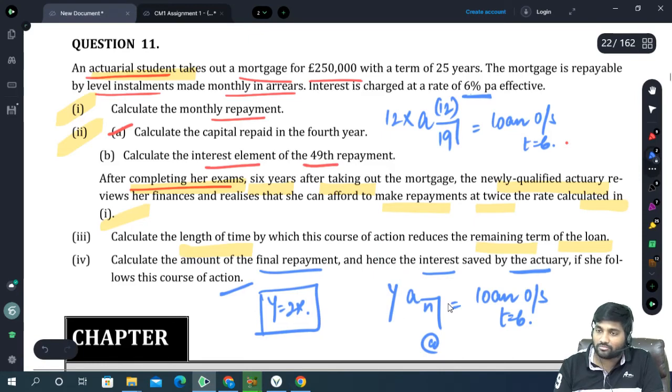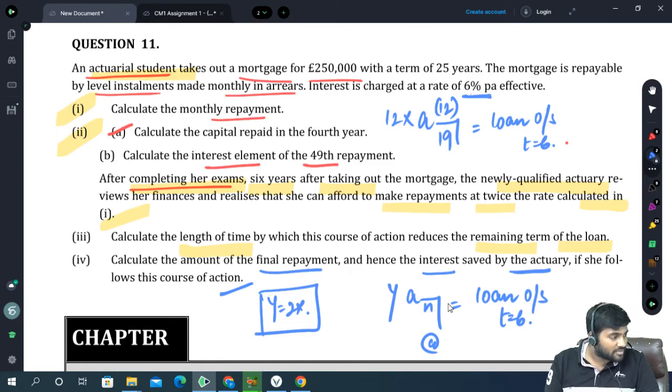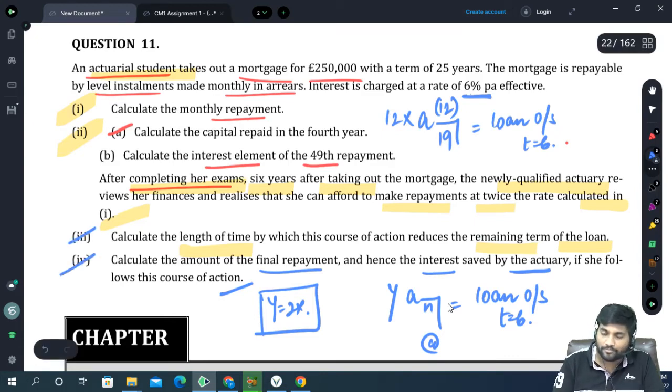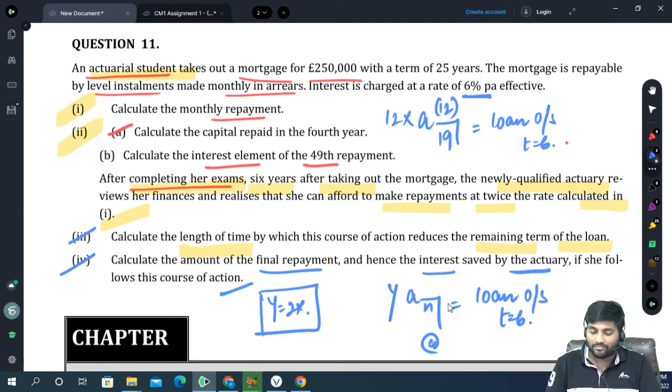Okay, y and n, please solve. Then we'll do part 4. First calculate y. First do the first three parts now. Basically you will not get n as a whole number. This is the point. You will get something with a decimal, so those many full payments plus the remaining payment.